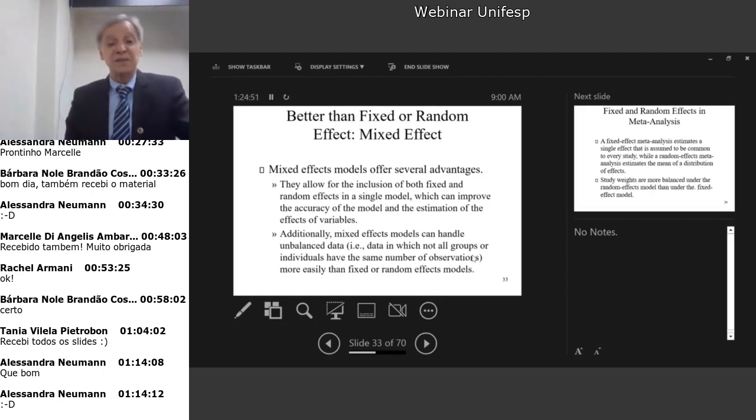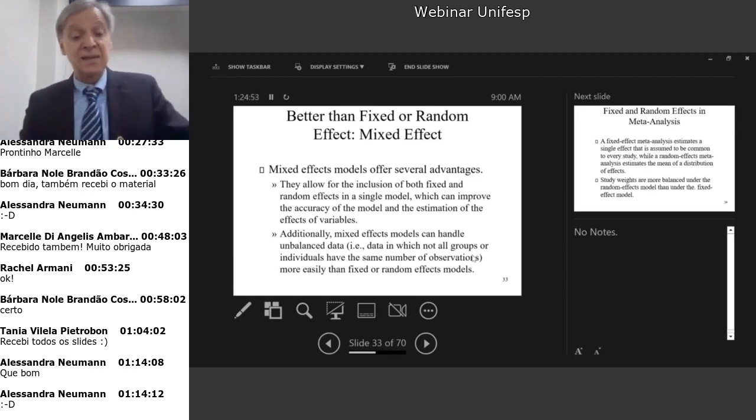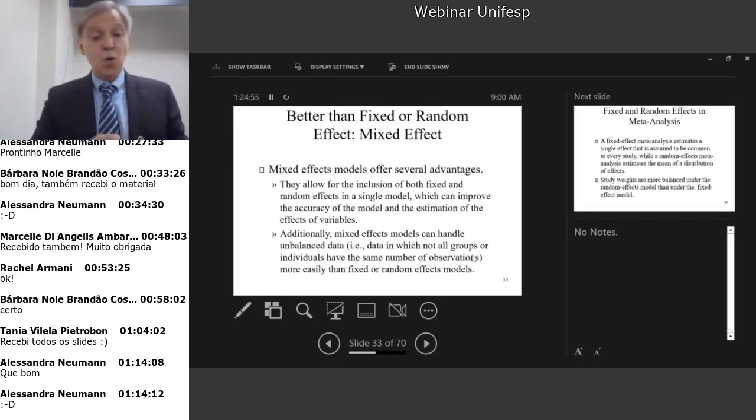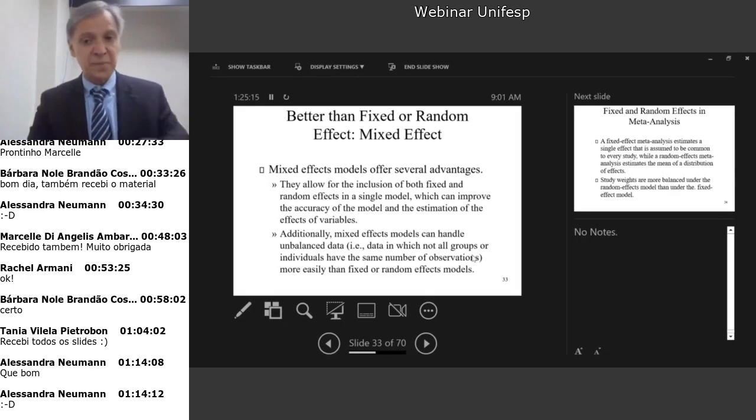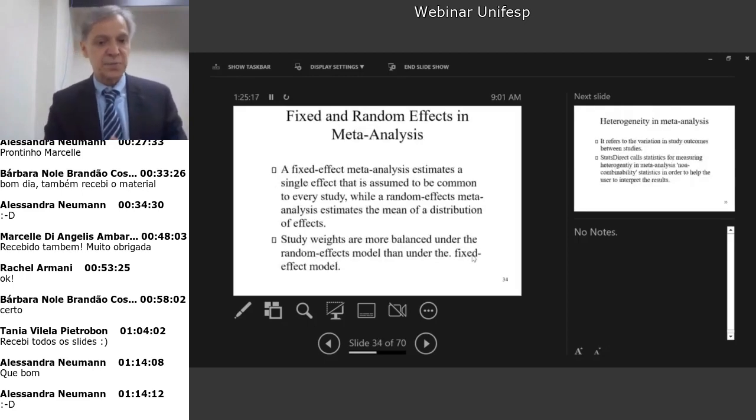Additionally, mixed effect models can handle unbalanced data, and data in which not all groups or individuals have the same number of observations, okay? More easily than fixed or random effects models. So the mixed effect can handle unbalanced data. In a fixed or random effect model analysis, you need the groups to have more or less the same number of people and the same number of observations if you're dealing with repeated measures on each individual.